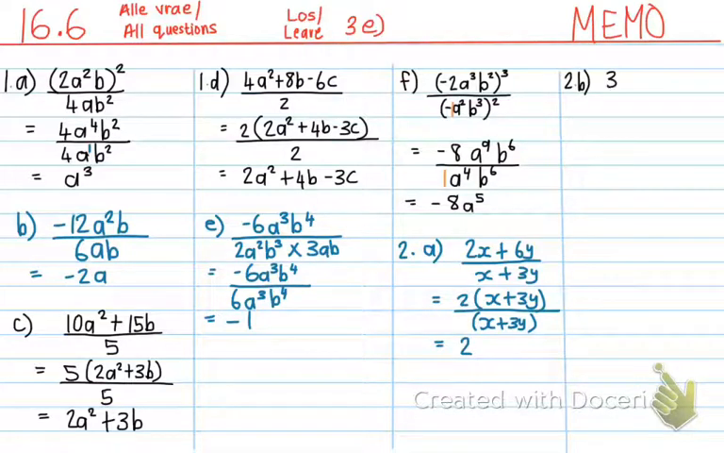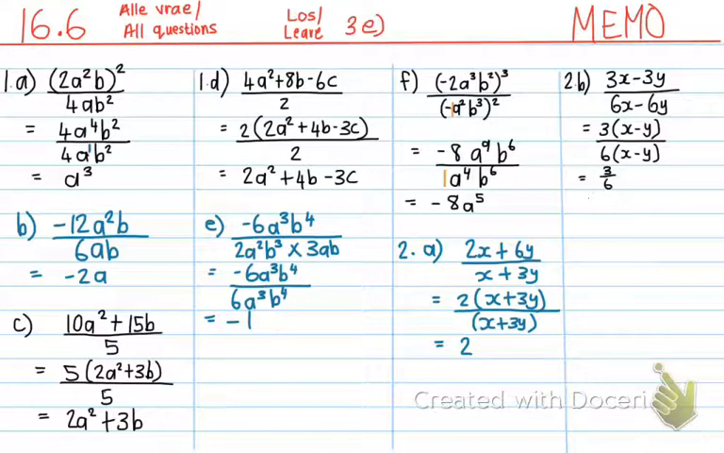Number 2b. 3x minus 3y over 6x minus 6y. Okay, take the top and the bottom part separately and take out a common factor. At the top I'm taking out a 3, and then it's x minus y. At the bottom I'm taking out a 6, and x minus y is left. The whole bracket cancels out with the whole bracket, and then I'm left with 3 over 6, which is a half when I simplify.